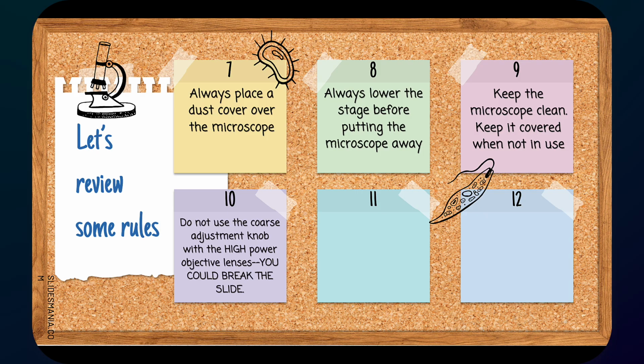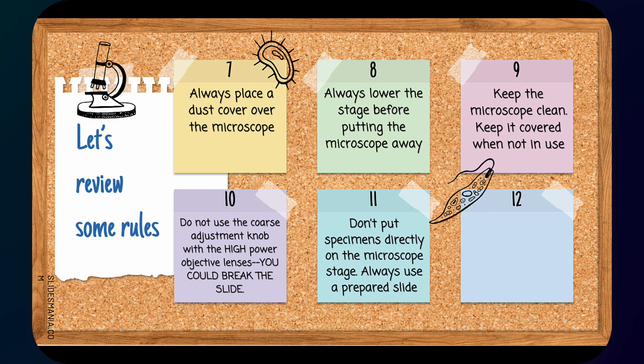This could break your slide because it will be too close to the slide, and if you're trying to do macro focusing or large scale focusing, you could bring that slide too close to the lens and it would break it and possibly break the lens. Number 11, don't put specimens directly on the microscope stage itself. You're always going to use a microscope slide to put it on.